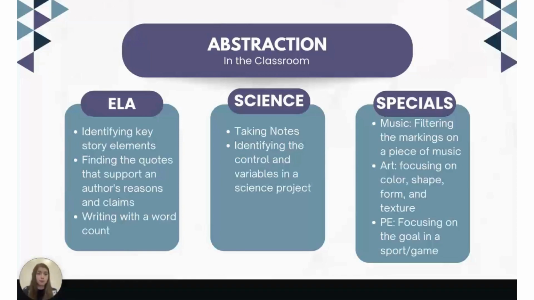In art, this can be focusing on colors and shapes, forms, textures, depending on the standard that you're teaching. And then in PE, focusing on the goal of the game. What are you trying to accomplish? So abstraction is getting rid of all the unnecessary stuff and being able to focus on what do I actually need right now to be able to effectively solve my problem.